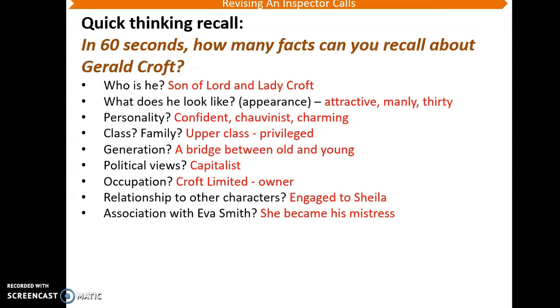Apologies, I did run out of time yesterday. These were the answers from our 60-second quick thinking recall activity. The fact that Gerald is the son of Lord and Lady Croft. Other information there that we went through. But I just wanted to flash that up to you because I did run out of time yesterday.